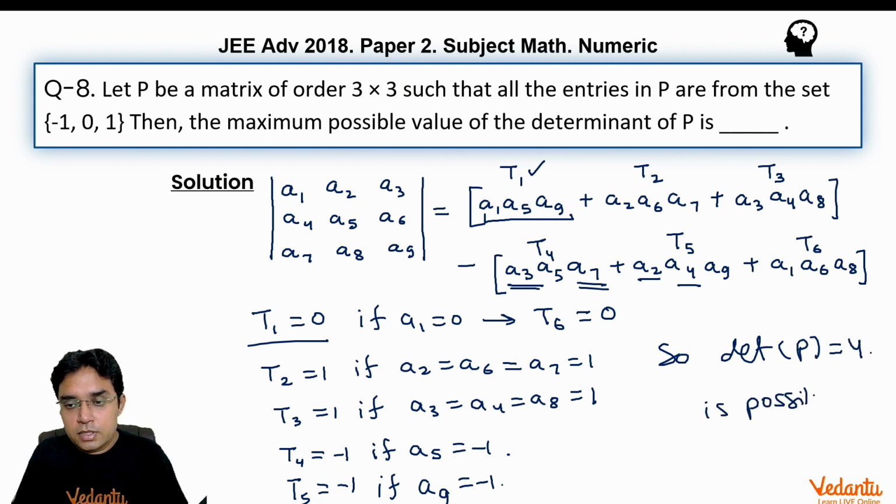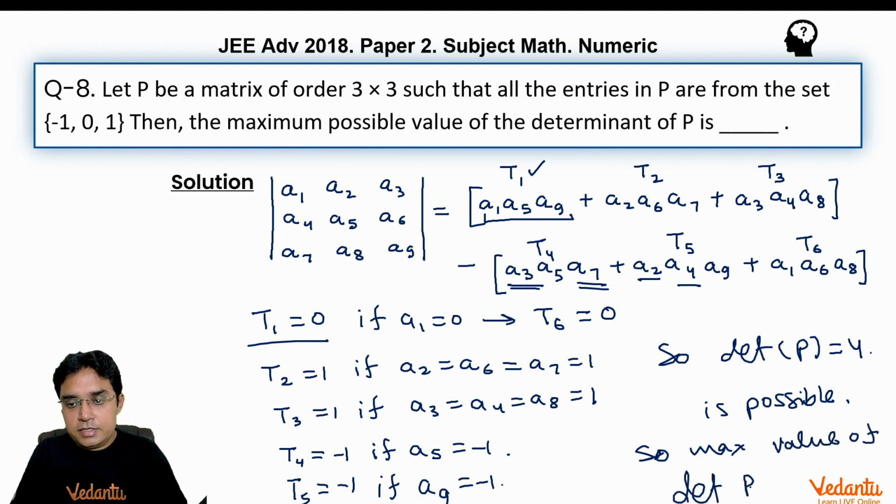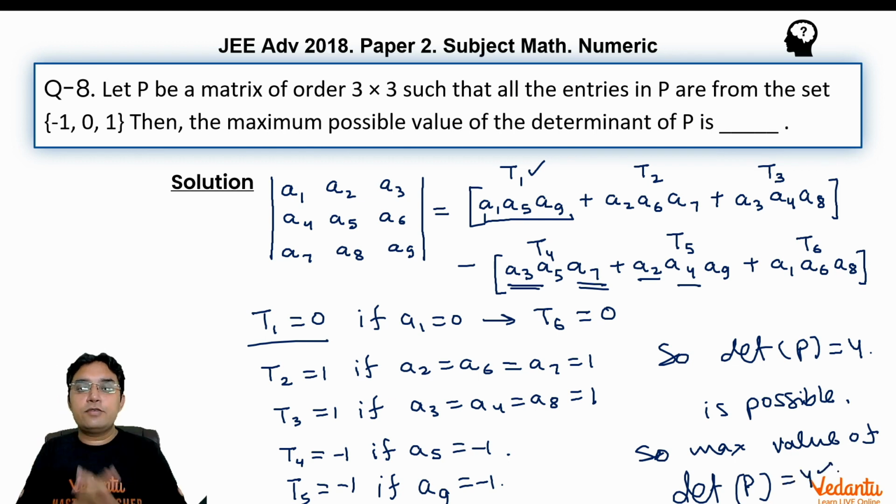So this is how you can see that the determinant of P can be equal to 4. And because 6 and 5 were not possible, the maximum possible value of this determinant P is nothing but 4 only. So this is my answer for this question.